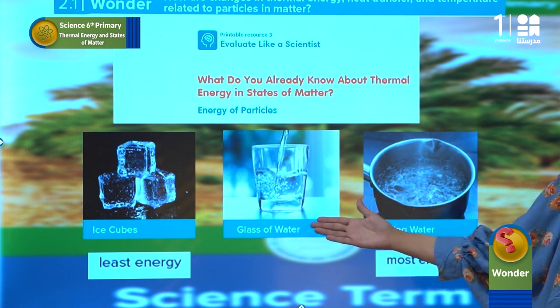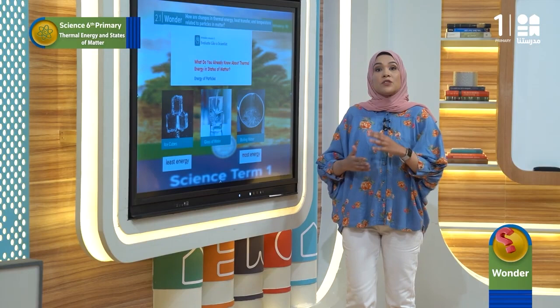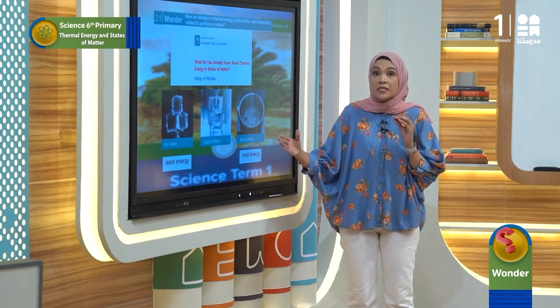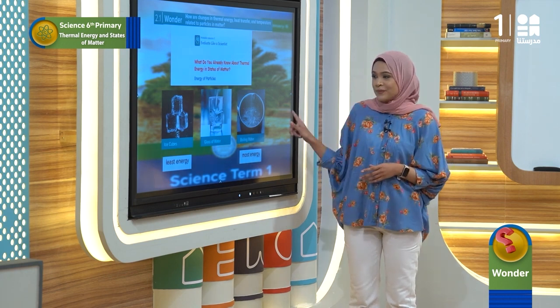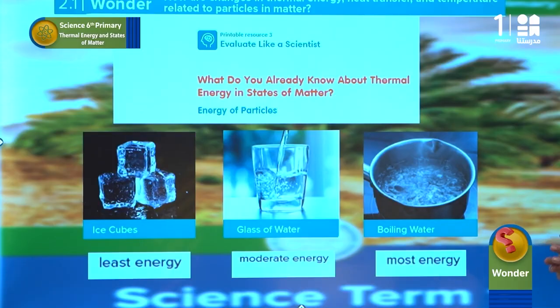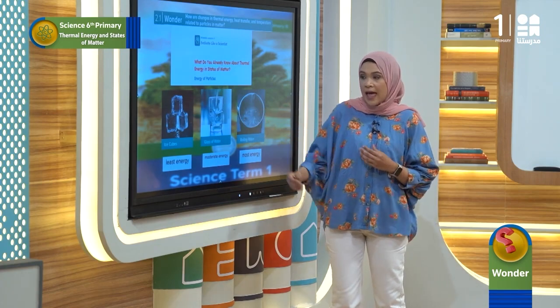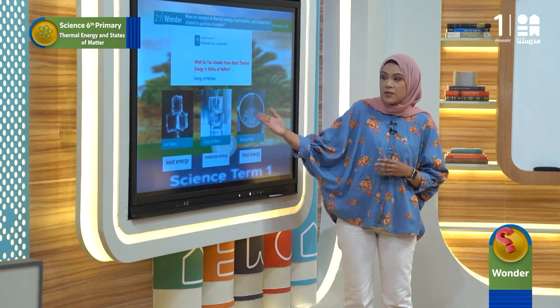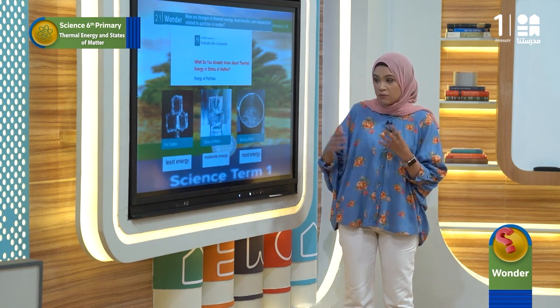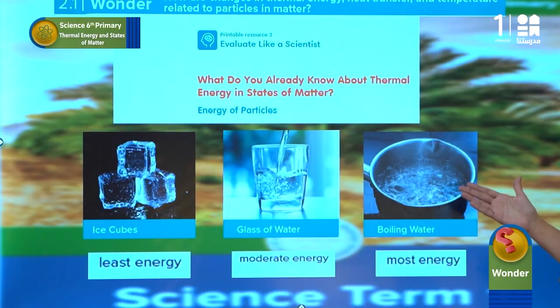What about this image? The glass of water. The glass of liquid water that's not boiling is made of particles with a medium amount of energy. So we learned that the energy that each matter has determines the movement of particles, and thus determines the state of matter, whether it's solid, liquid, or gas. So ice cubes or solid state has the least energy. Liquid state such as a glass of water has moderate energy, and boiling water, which is gas state, has the most energy.